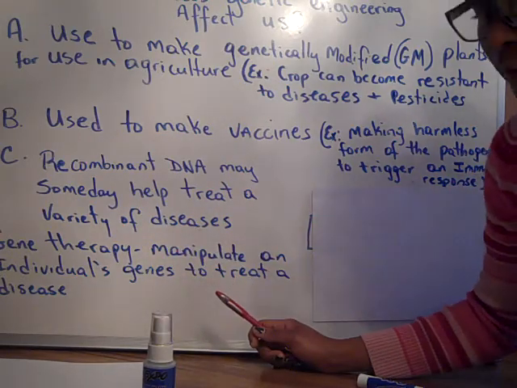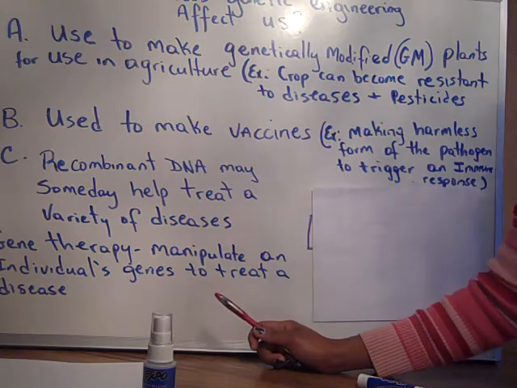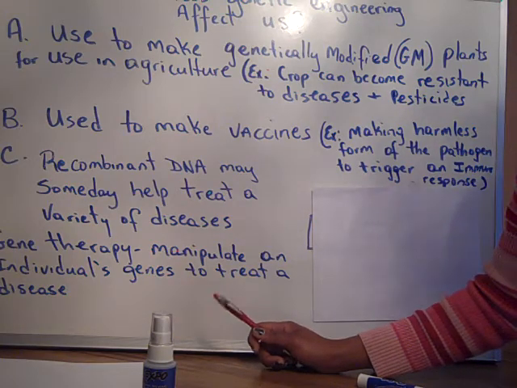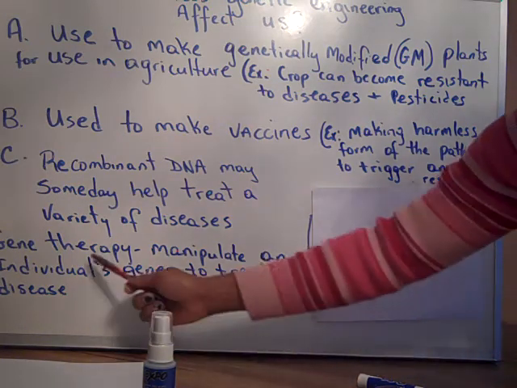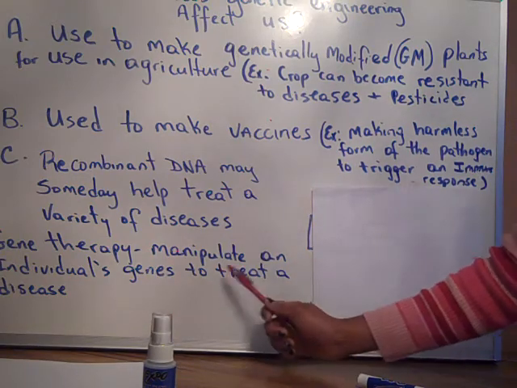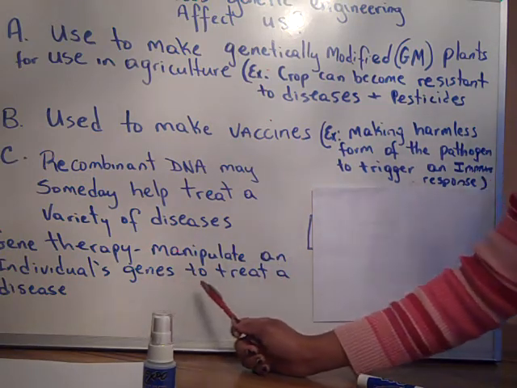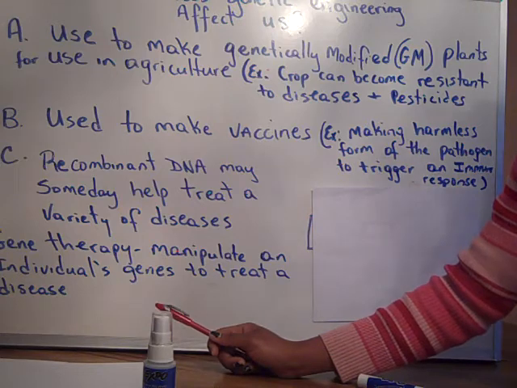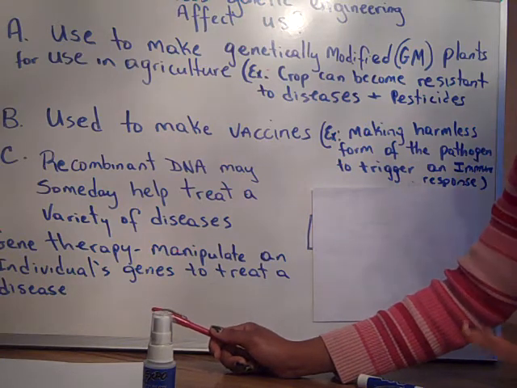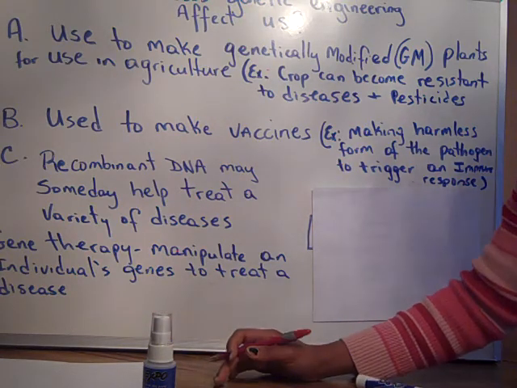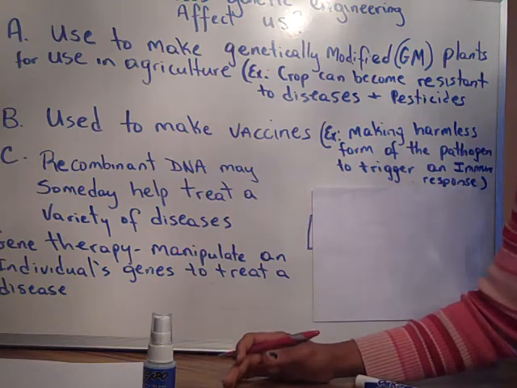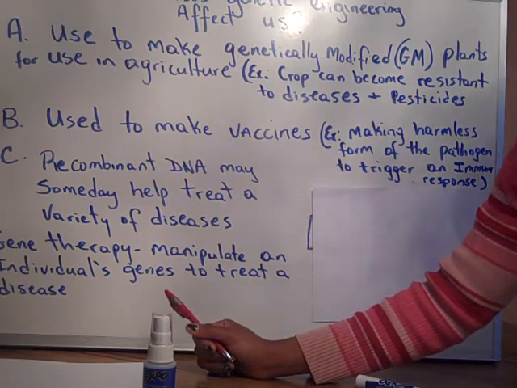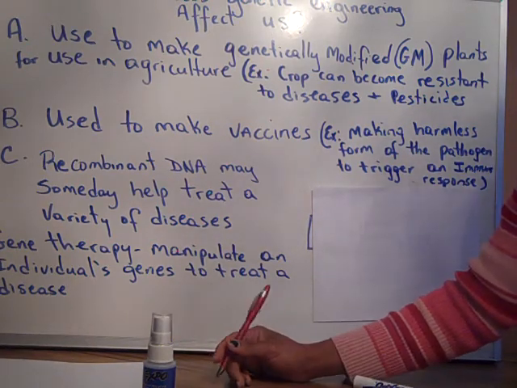So we saw this in the video in class, that Do Now video, where we're seeing that through gene therapy, we're able to manipulate an individual's gene to treat a disease. So by mapping all the genes, we're able to locate maybe genes that are more likely to create a disorder and be able to remove them.